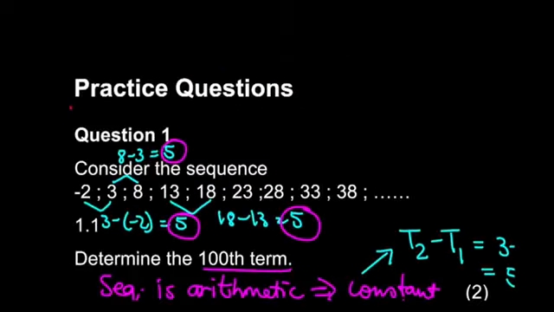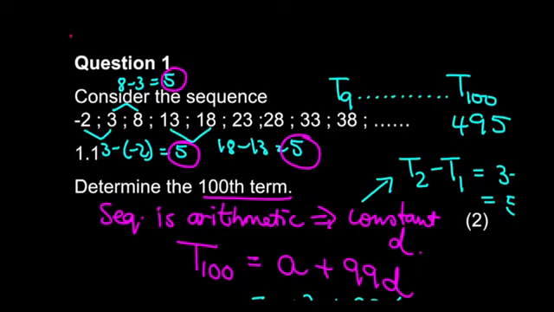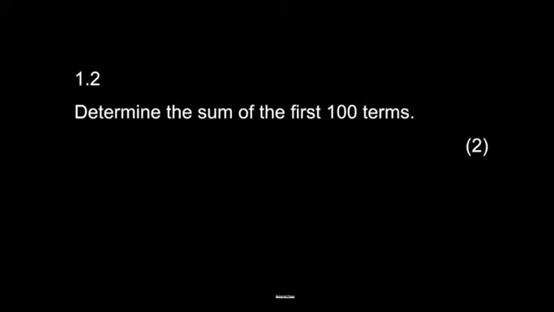So what the sequence is telling me is that this is 1, 2, 3, 4, 5, 6, 7, 8, 9. This is T9. So if I keep going all the way to T100, I'm going to find that the 100th term has a value of 495. Okay, so next up is what is the sum of the first 100 terms.